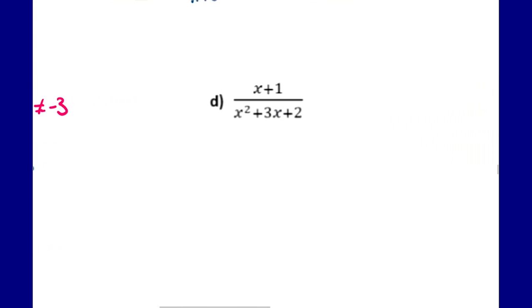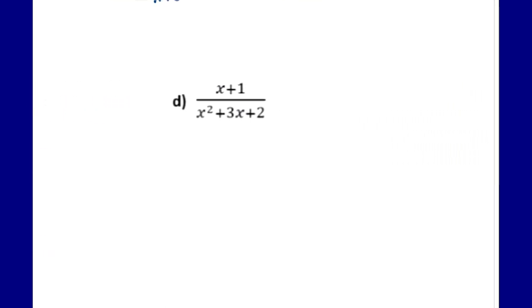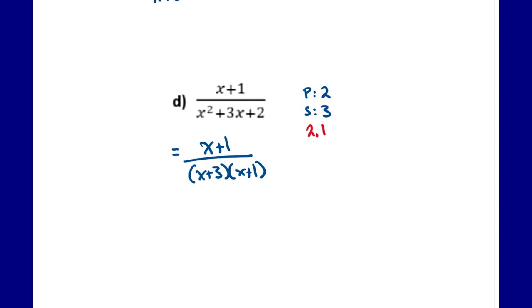Again, D, very similar. Right now, there's nothing with the trinomial that I can come up with any restrictions. I can do the product and the sum. So two numbers that multiply to 2 and add to 3. Well, that's 2 and 1. So I can rewrite this as x plus 1 divided by x plus 2 times x plus 1. Now at this point, I can come up with my restrictions, or I can see that there are going to be some restrictions. The restrictions are that x cannot equal negative 2 or negative 1.